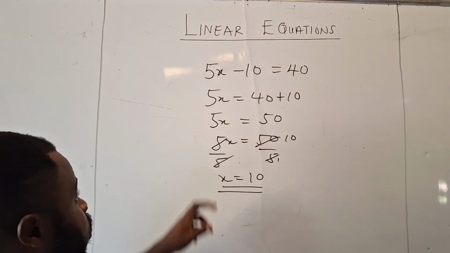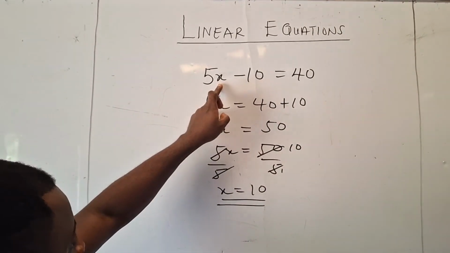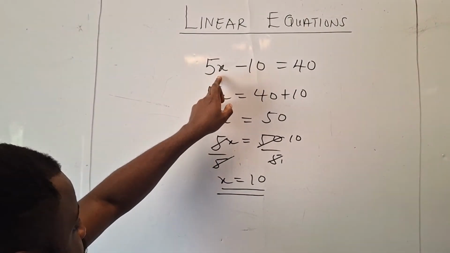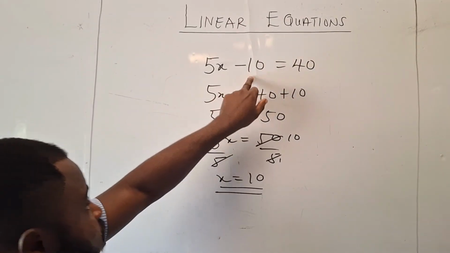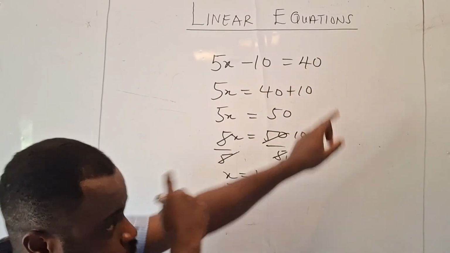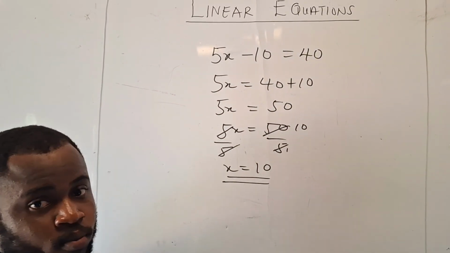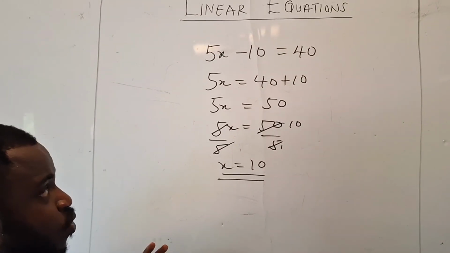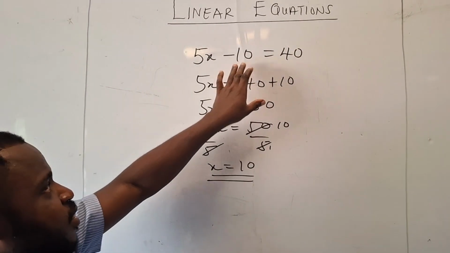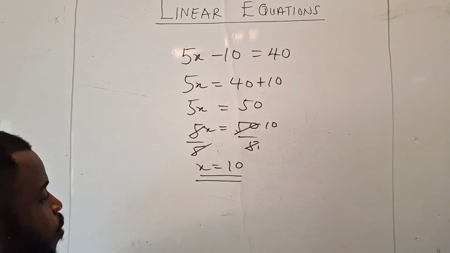So it means that when 5 multiplies 10, 5 times 10 is 50. And when you subtract 10 from it, you get 40. So which makes this equation true and correct. And another way is you can also eliminate the 10 with the method 2.